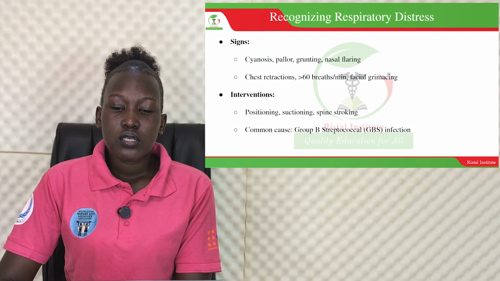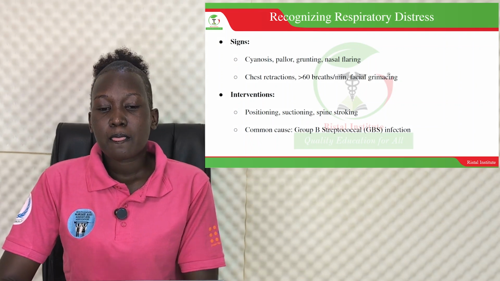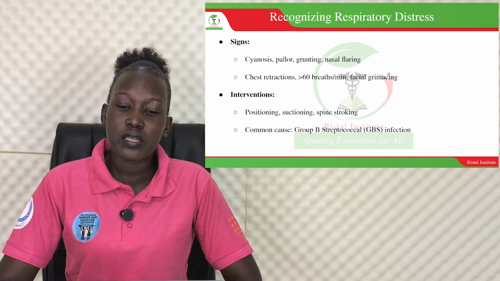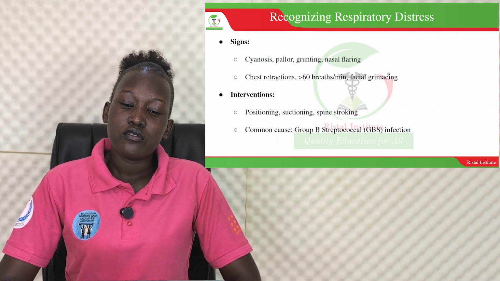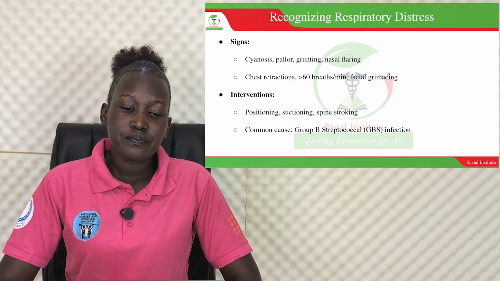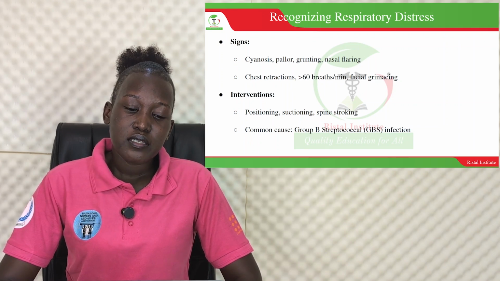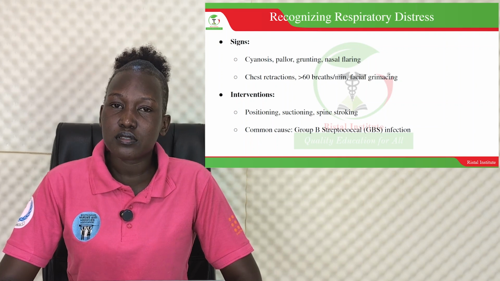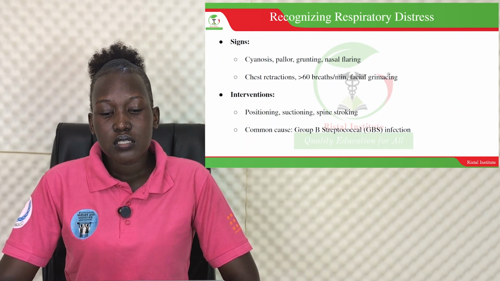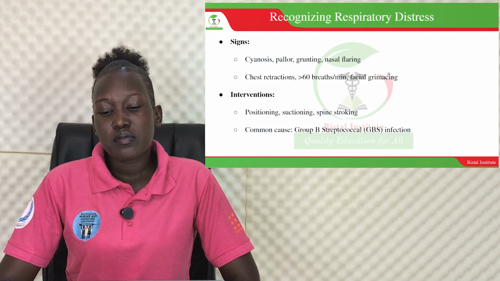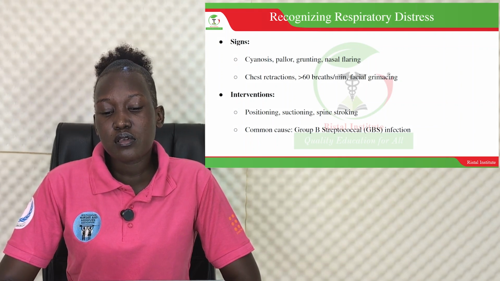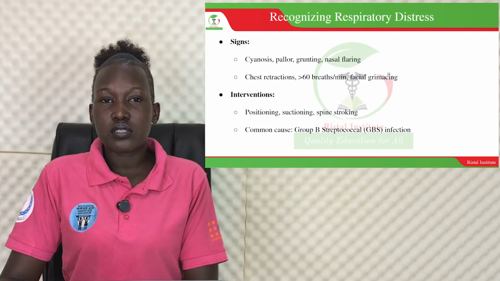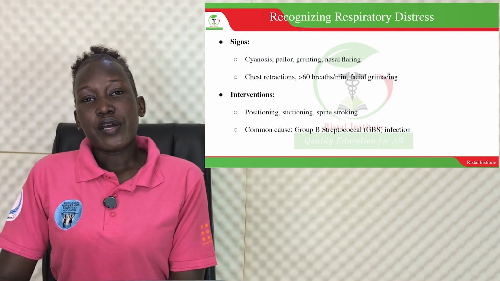So you should know that the normal respiratory rate of a newborn is 60 breaths per minute. So you can also check for facial grimace. Then if you get any, you position, you suction, and then you put the person in supine position. So some causes could be maybe the child is having a group B streptococcal infection. You can administer antibiotics.